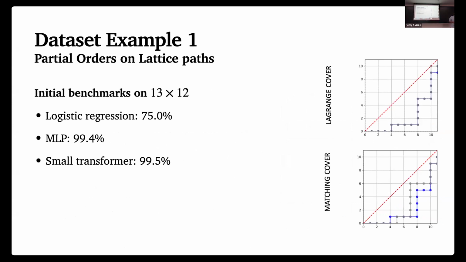So the models do really well at this. Even logistic regression gets 75%. This is balanced to be about 50-50 for each class, so 50% is guessing. A small transformer can get 99.5%. So it's learning something. But it may not be learning anything interesting.